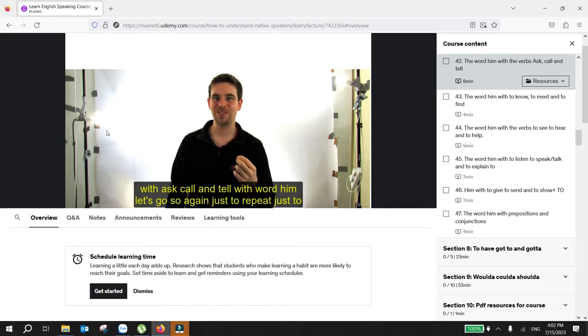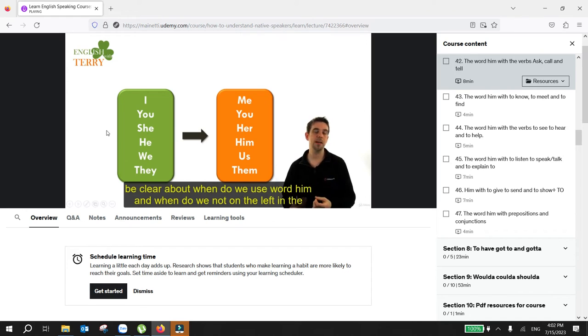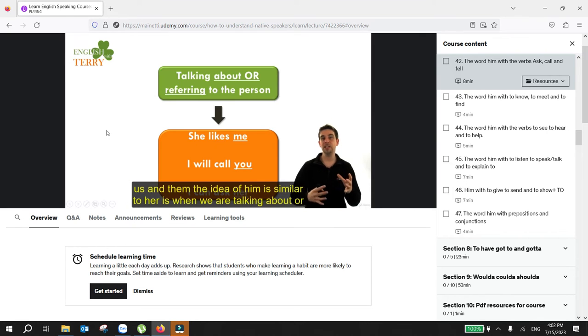Let's go. So again, just to be clear about when do we use the word him and when do we not. On the left, in the green, we have I, you, he, she, we, they, and the pronouns on the right, the me, you, her, him, us, and them. The idea of him is similar to her, is when we are talking about or referring to another person. This is why we use the pronoun.